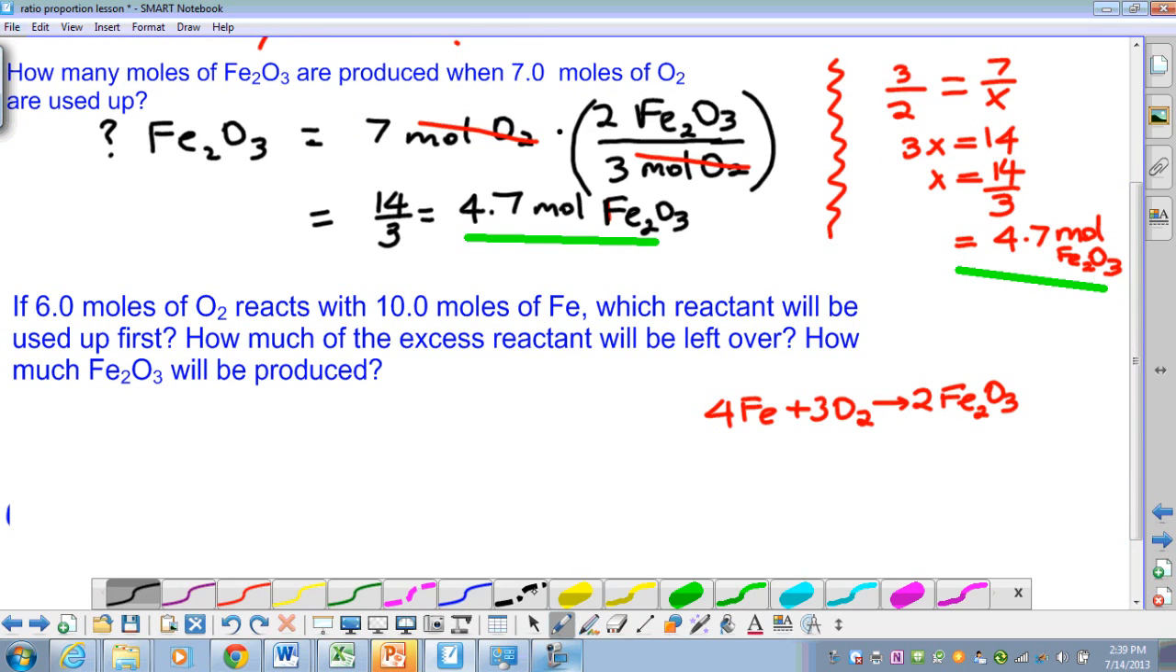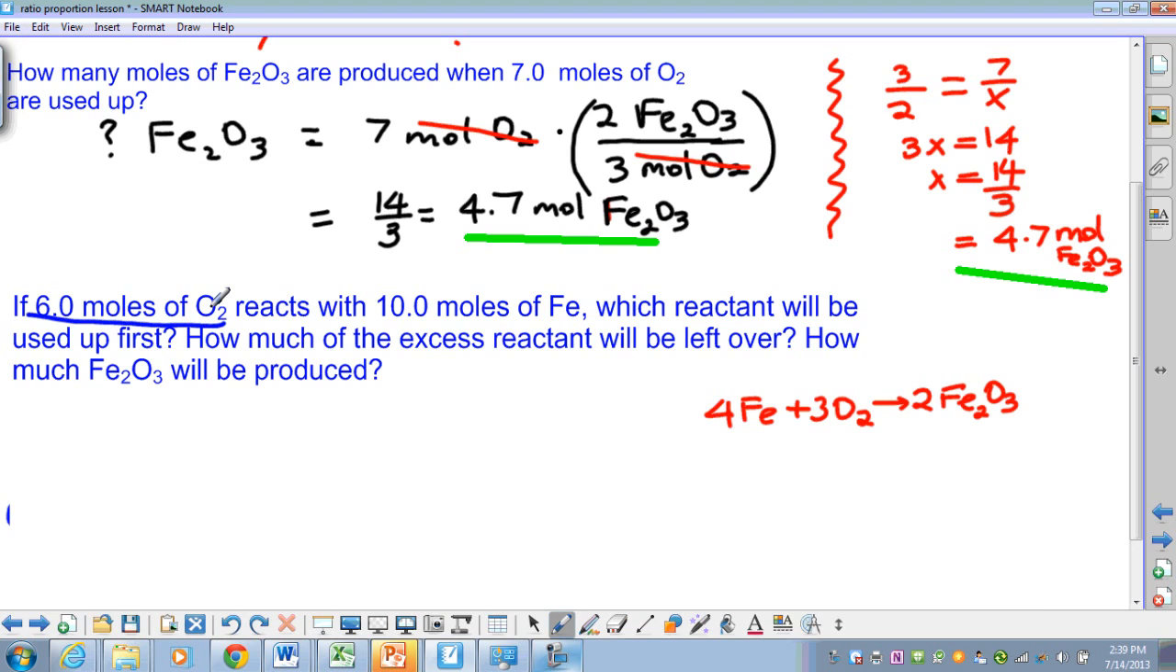For this question, we're given 6 moles of oxygen that is reacting with 10 moles of iron. And the question is, which reactant will be used up first? So let's look at the proportions given to us in the equation. 3 moles of oxygen will react with 4 moles of iron. For the given information, we have 6 moles of oxygen and 10 moles of iron.